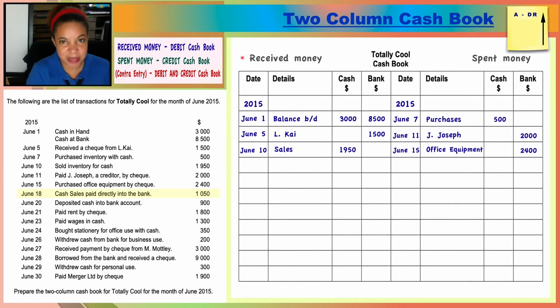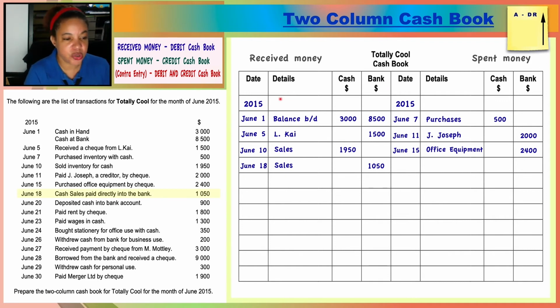And then we move on to June 18th. Cash sales always means we received money. So we are on the debit side, June 18th. The account is not cash sales. We do not have an account called cash sales. It is just sales. So the detail would be sales just like June 10th. So you're only going to be seeing the word sales as the account. And since it was paid directly into the bank, we are going to go to our bank column that represents our bank account, and we are going to put in the $1,050. Sales put into the bank account, increasing it. That's why it's on the debit side.